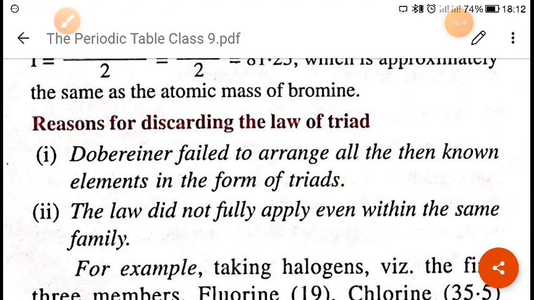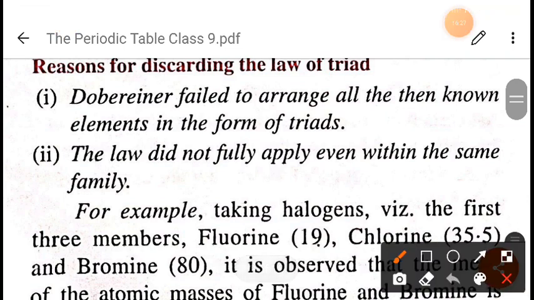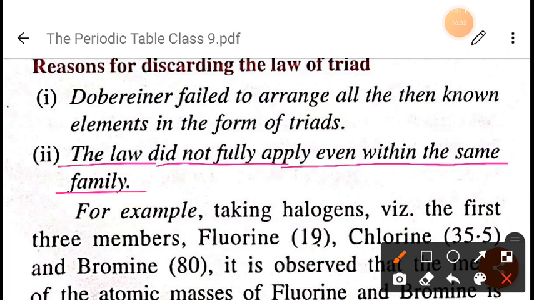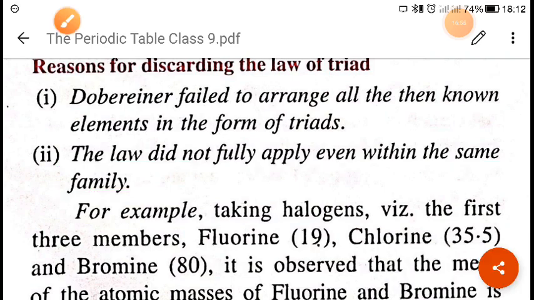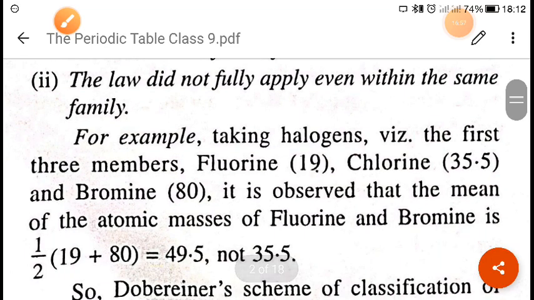So he failed there. Next, the law did not fully apply even within the same family. Nowadays we know the halogen family, carbon family, oxygen family, alkaline family. This law was not applicable even within the same family, for example the halogen family, oxygen family or nitrogen family, right?